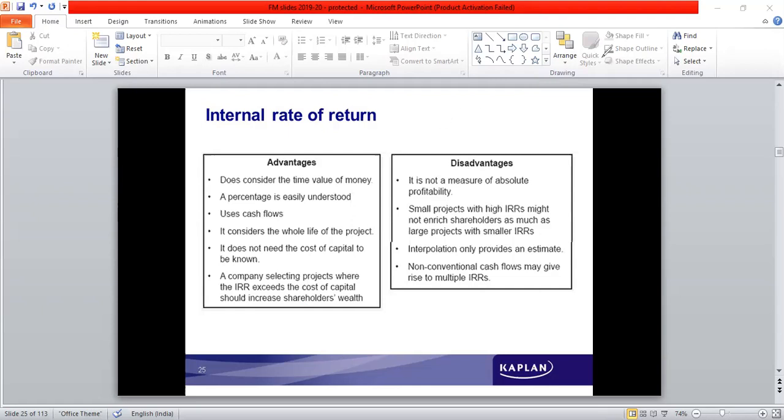Shall I end the class? Any doubts? Ma'am, to ask, if IRR is less than cost of capital, then can we say that our NPV will be negative? No.